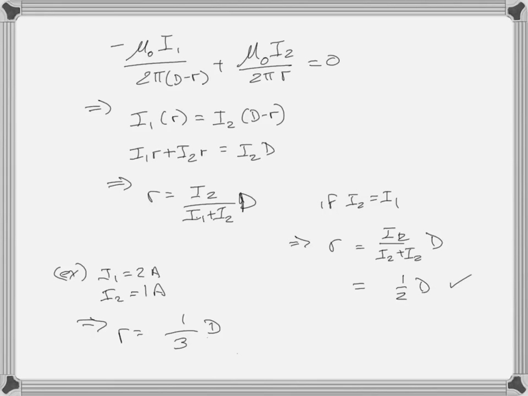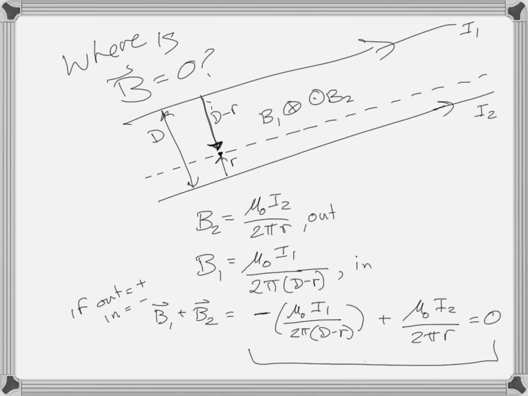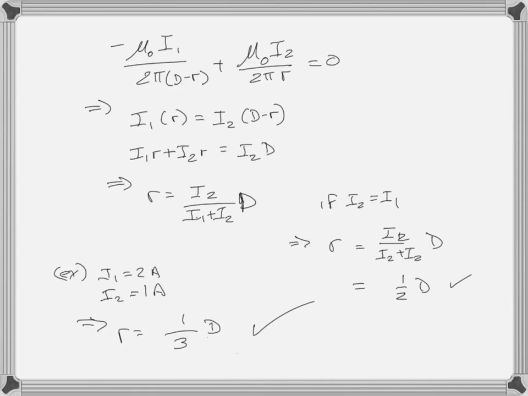So if I1 is bigger, in order for them to cancel, I've got to be farther from I1 and closer to I2. And saying r is 1/3 of d, that's closer to I2 than it is to I1. So that makes sense. So this is the position at which the two fields cancel. In between, r is the distance from I2 in between the two currents.